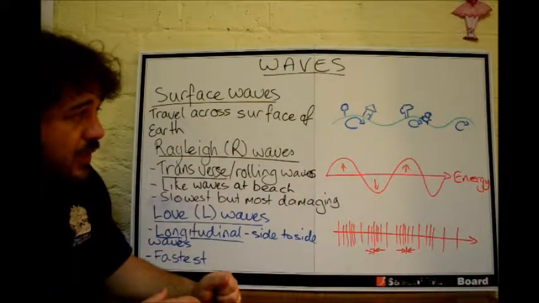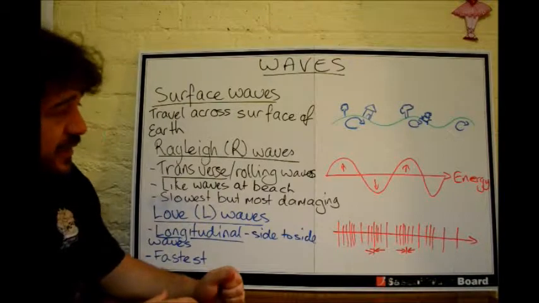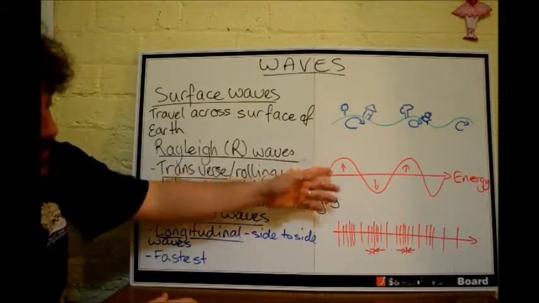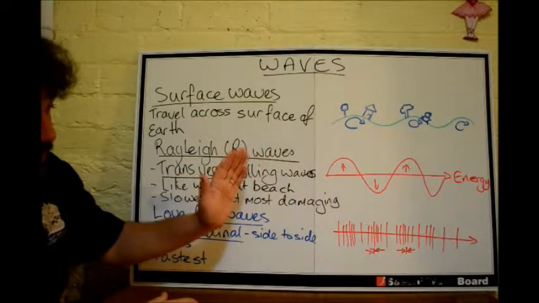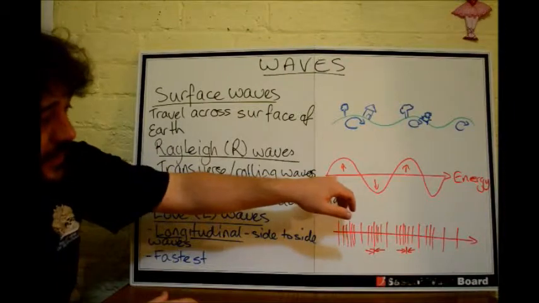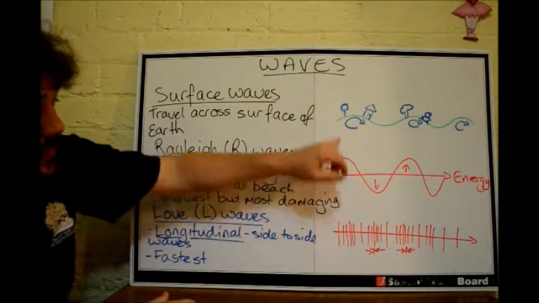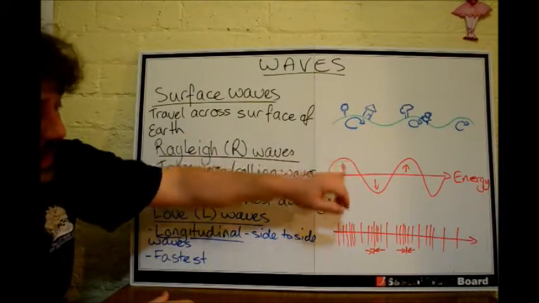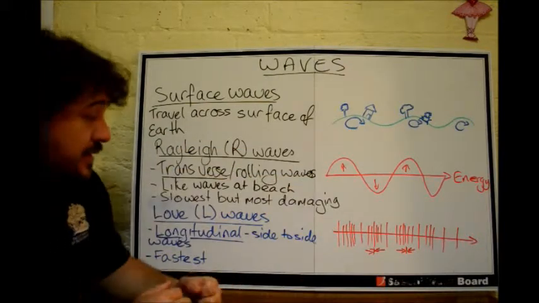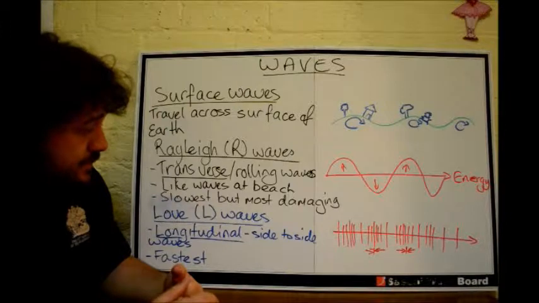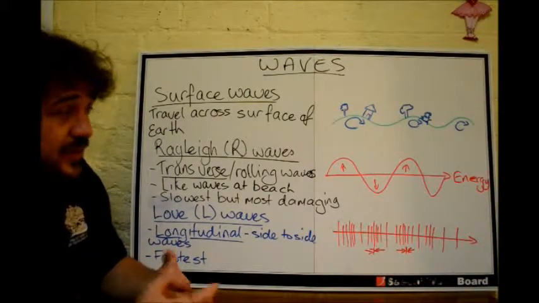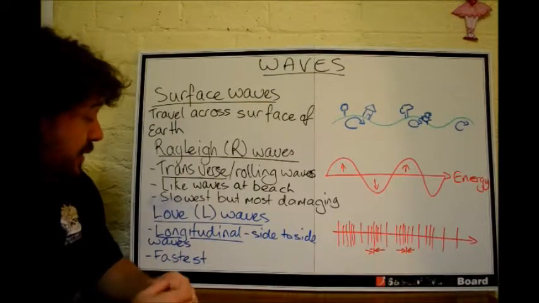Now, what you actually get is all of the bits of Earth don't really move that way. So if the epicenter is here, the energy is moving that way. But all the different parts really just move up and down and give you a sort of rolling motion, but they just move up and down. These are the slowest, and they also cause the most damage. So they're slow, but they're powerful.